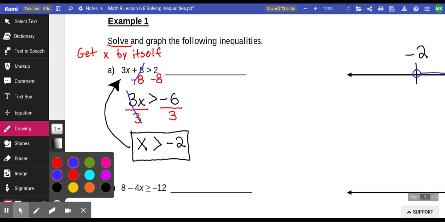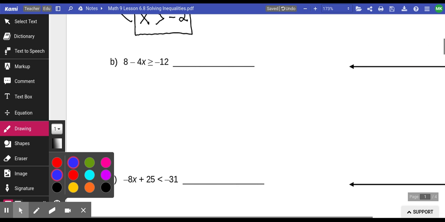Awesome. That's solving inequality. So it's actually almost identical to solving equations. There are some slight differences. So in the next question, we're going to see something that's a little unique. We have this one: 8 minus 4x is greater than or equal to negative 12. We're going to try to solve this.